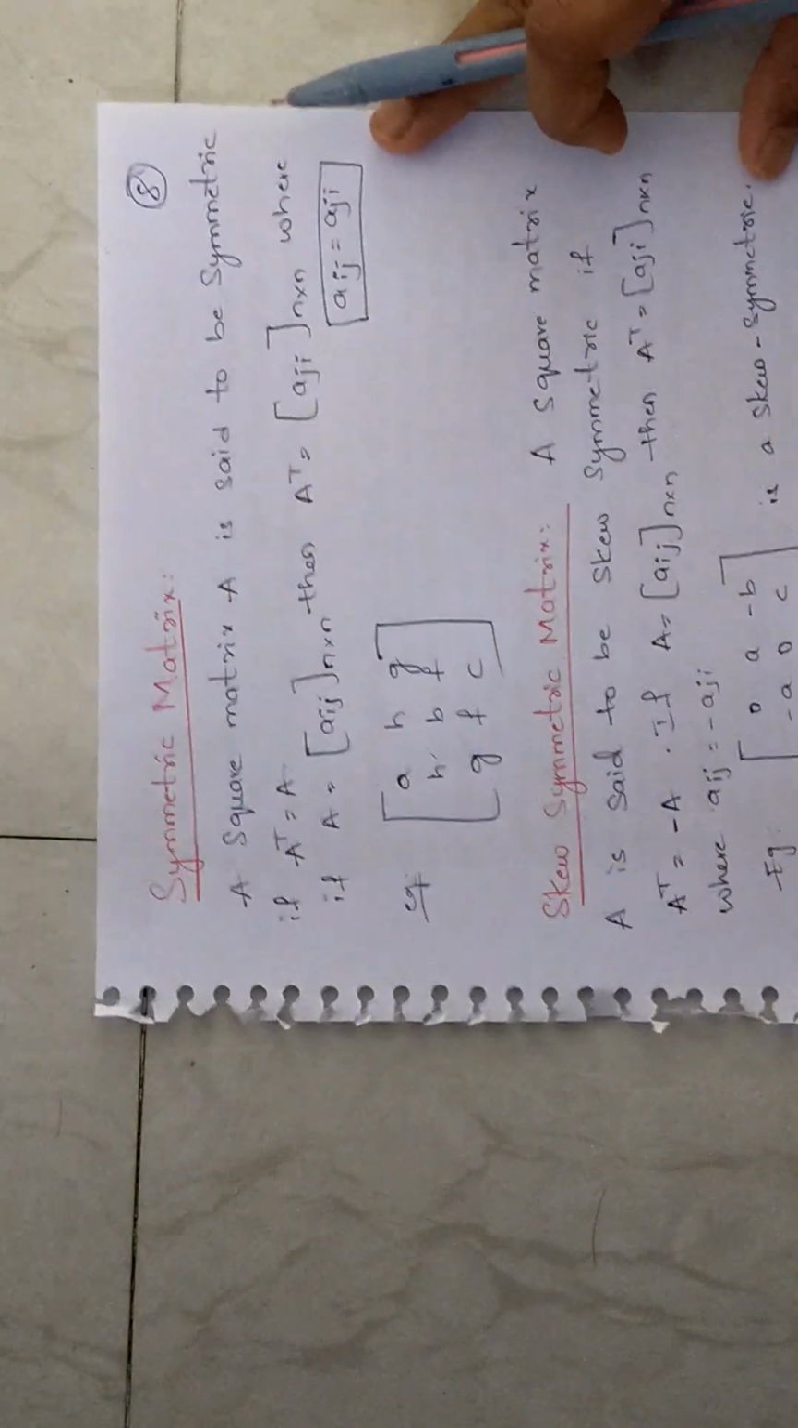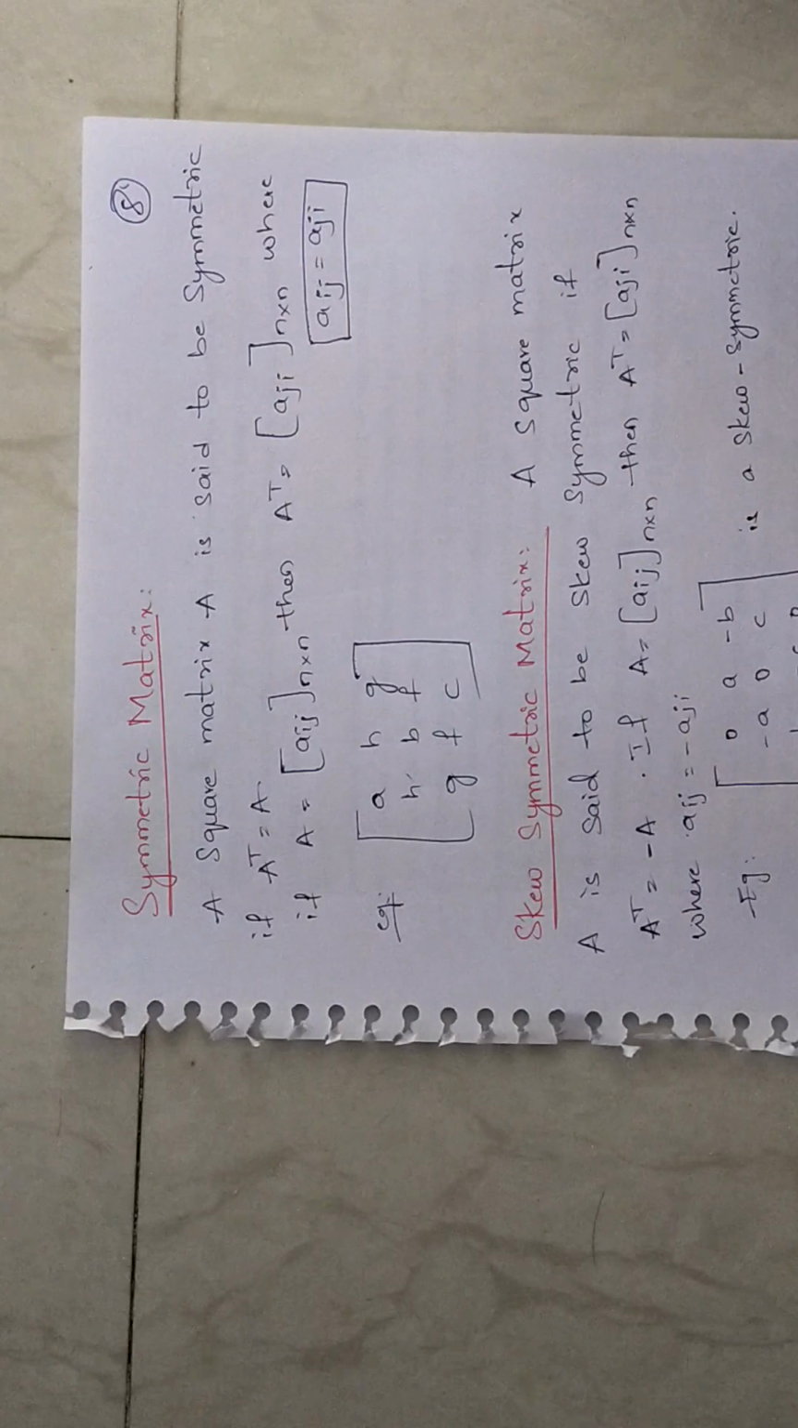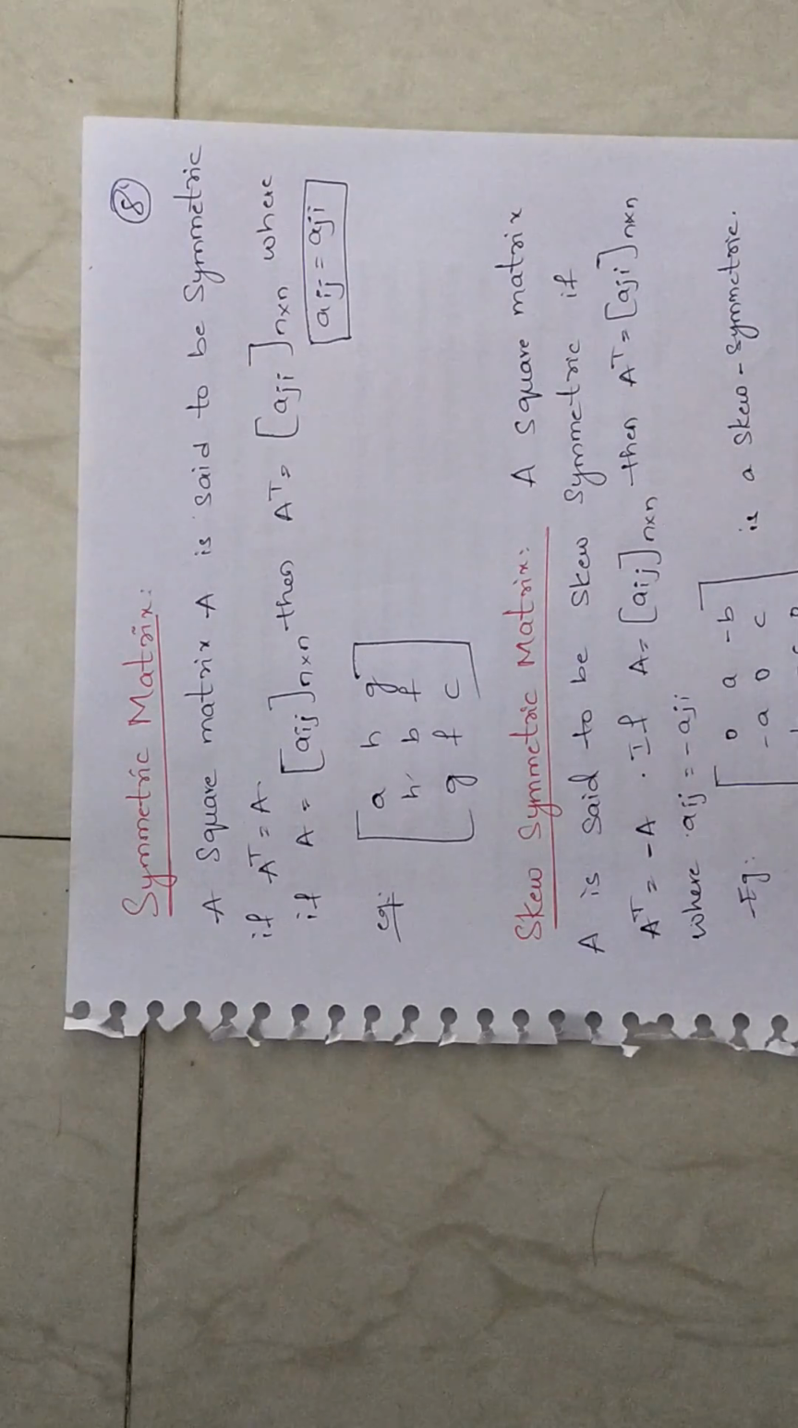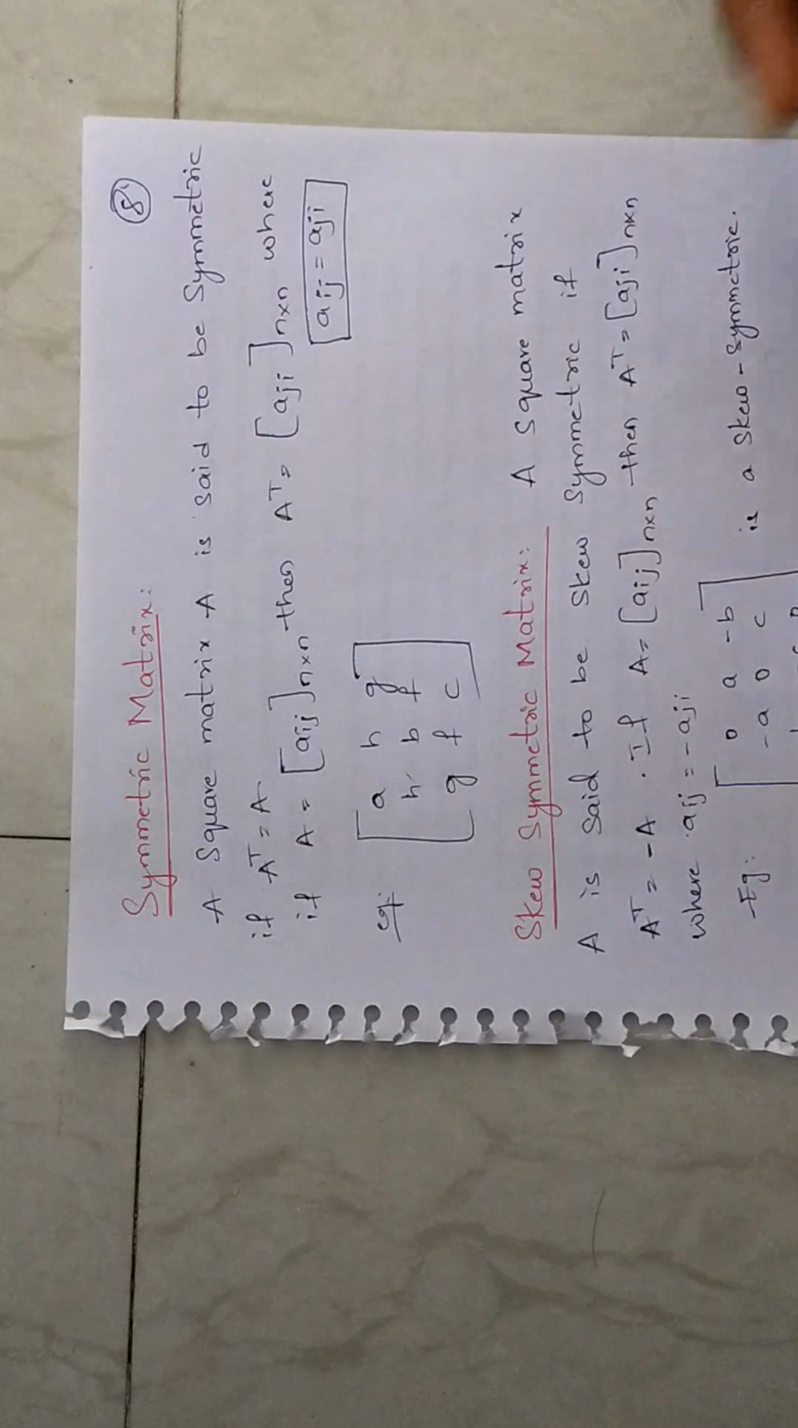And now the symmetric matrix. A particular matrix is said to be symmetric if A transpose is also A. That means if you write rows as columns and columns as rows, you still get the same matrix. Then it is symmetric. This is an important concept, a very important concept.